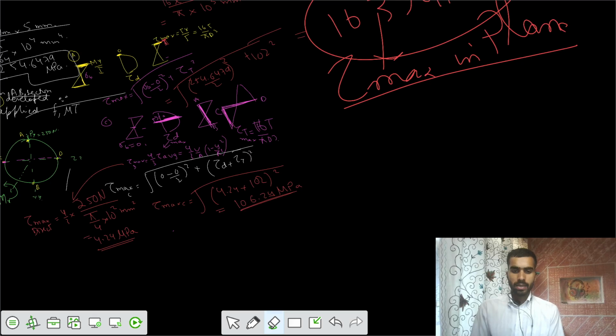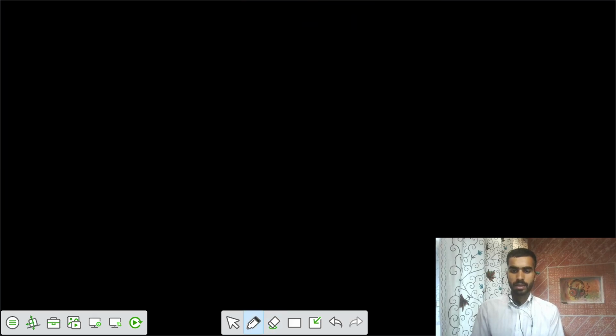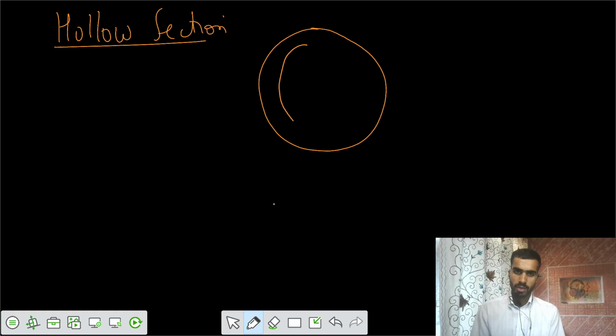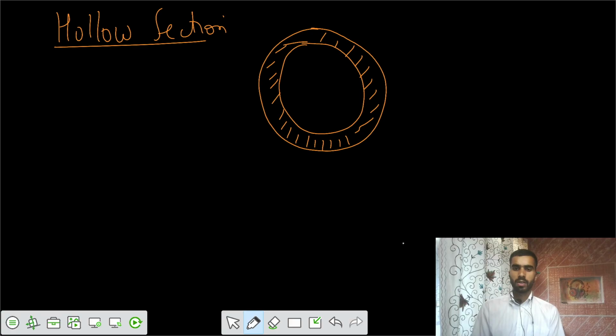So next topic, let's take the next topic, that is hollow sections. Let's call it hollow section. So you have this shaft, and it's in this fashion. Your material is available only for this part. So we call this one a hollow shaft, hollow circular shaft.